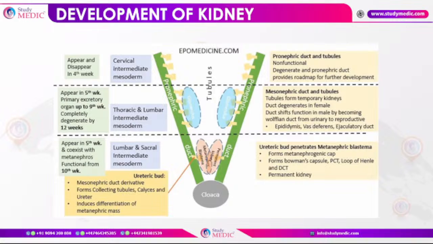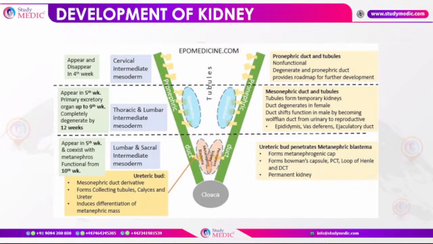This ureteric bud, as I mentioned, is a derivative of the mesonephric duct. This goes on to form the collecting tubules, the calyces, and the ureter. And when this ureteric bud encroaches into the metanephros, it is going to bring in differentiation there. Coming to the metanephros, this arises from the lumbar and the sacral intermediate mesoderm. They appear by around 5 weeks of gestation and they become functional by about 10 weeks of gestation.